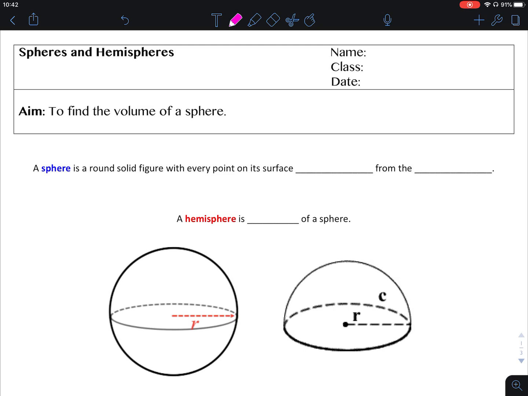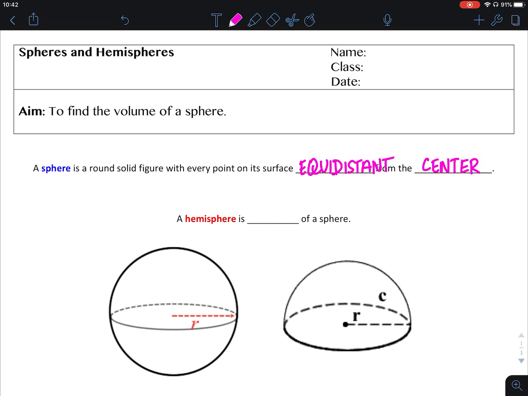It's a 3D figure with every point on its surface being equidistant, oh, ran out of space there, an equal distance from the center. So it's kind of the same definition as a circle, except we're talking about 3D instead of 2D here.